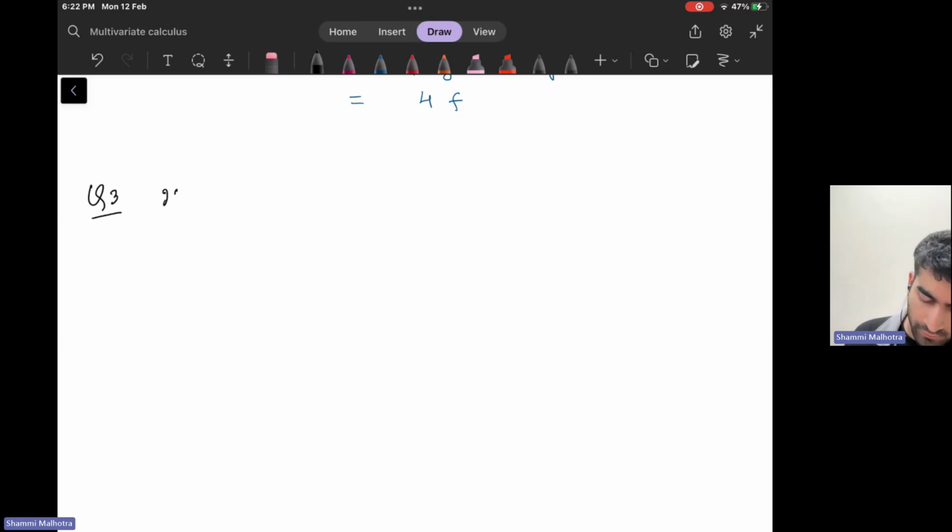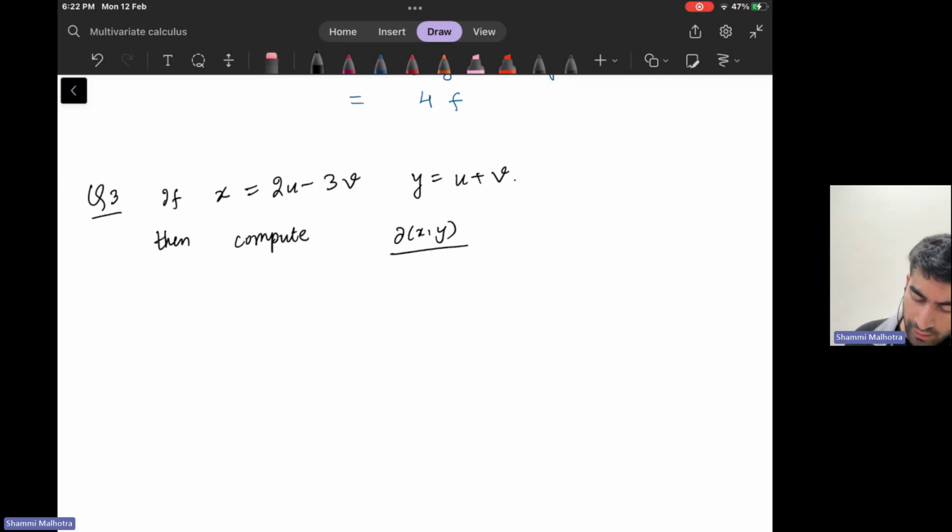So if x is given as 2u minus 3v and y is given as u plus v, then I need to compute del(x, y) divided by del(u, v). Okay, so we have to compute this.